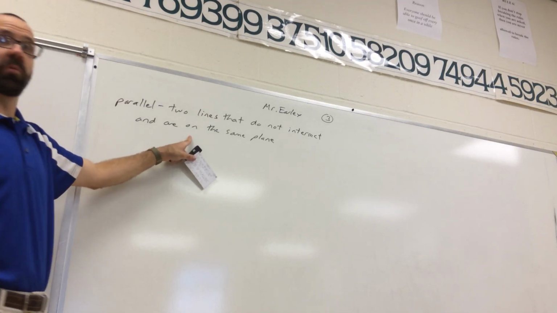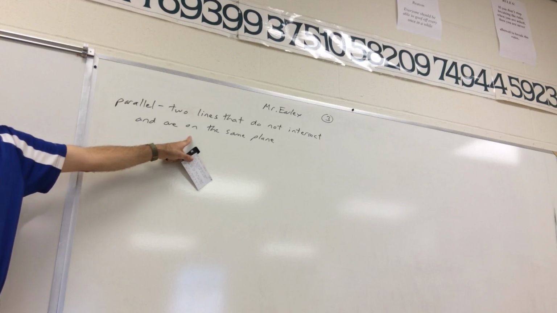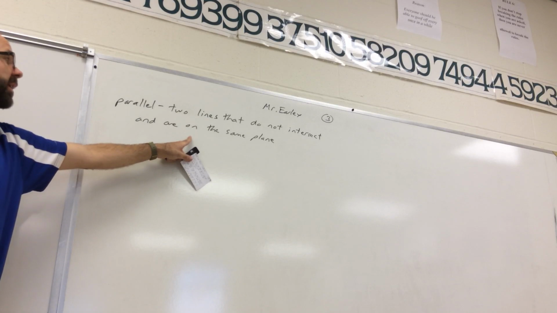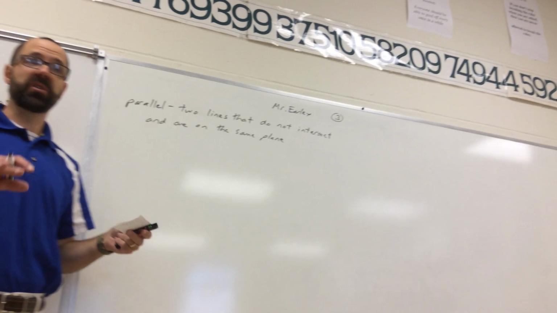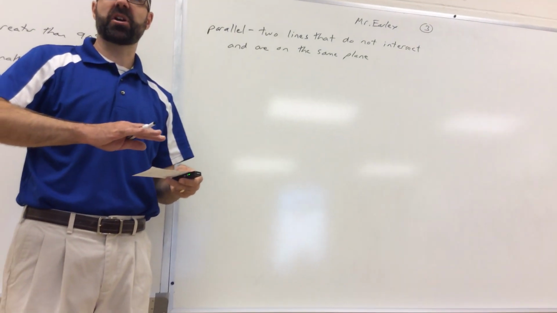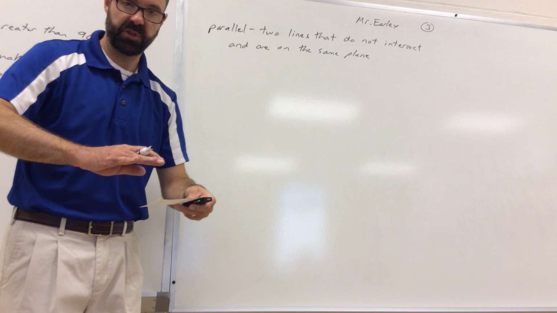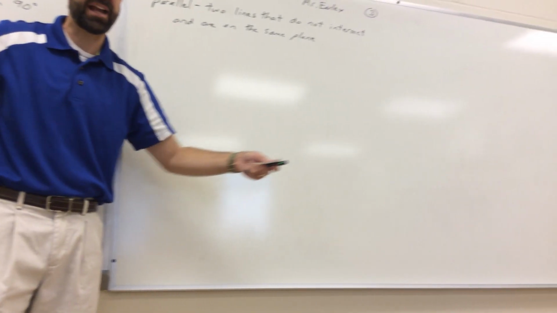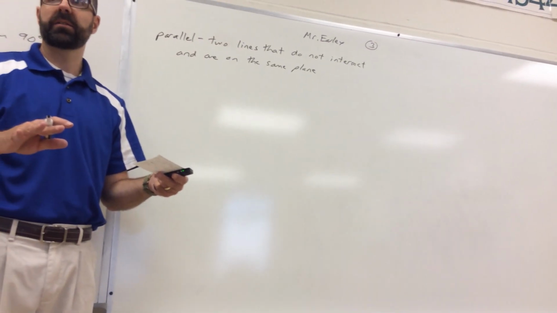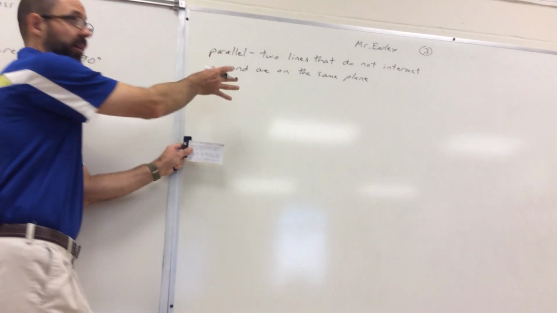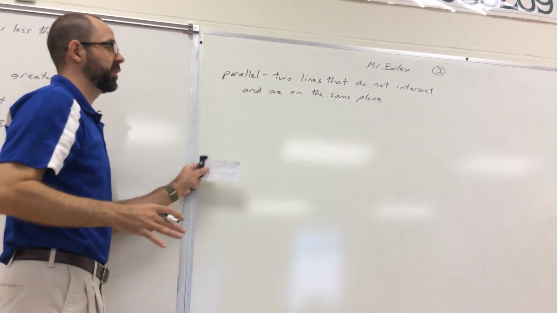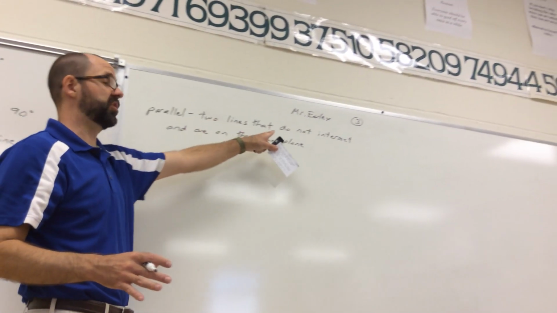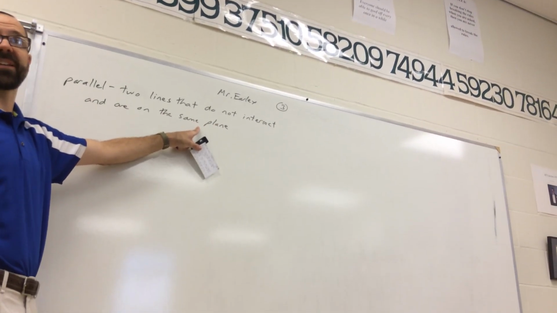There's a couple of vocabulary words within that definition. So, of course, intersect means hit each other. So if they don't intersect, that means they don't hit each other. And then a plane is a flat surface. So if you look at the top of your desk, except a plane goes on forever. So look at the top of your desk, and then if you go forever that way, and forever that way, and forever this way, and forever this way, that whole flat surface, that's called a plane. Another possibility would be the board up here, as long as it extended forever. Okay, so parallel lines are lines that don't intersect and are on the same flat surface.